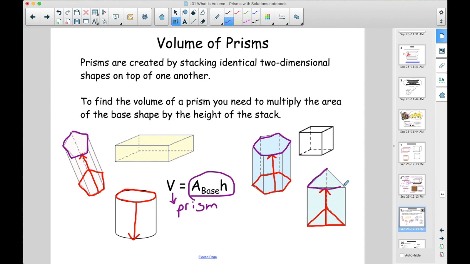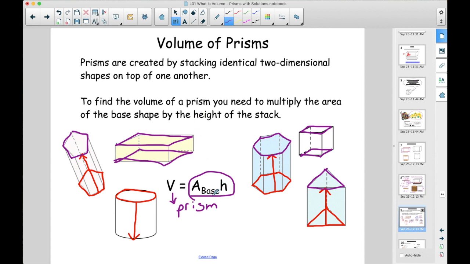Over here we were stacking triangles, and again the triangle on the top must be identical to the triangle on the bottom. And in this particular case, it looks like we were stacking squares. Same philosophy. This square has to be identical to the square here, and in this case stacking circles. And over here it looks like we were stacking rectangles. There's the rectangle on the top, rectangle on the bottom. So how can you tell if you're a prism? You need to be stacking identical shapes.